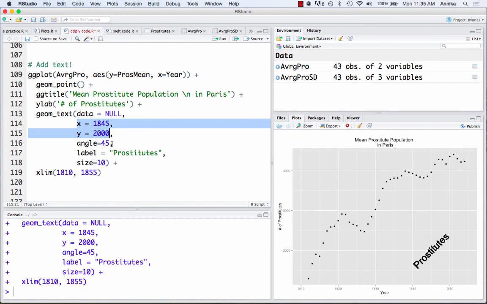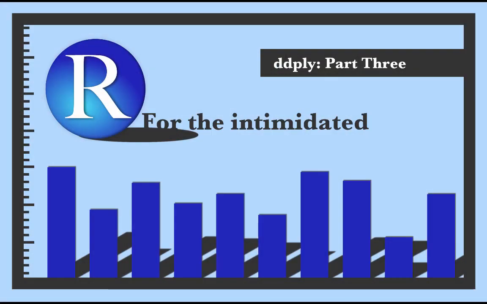And then I've angled it. You don't have to angle it. If you just leave this out, it'll just put it straight horizontal. The label tells me what I want it to say, and then the size tells me the size of the font.